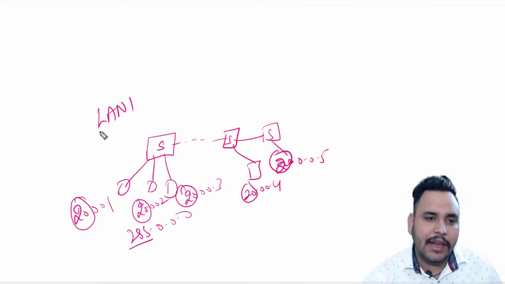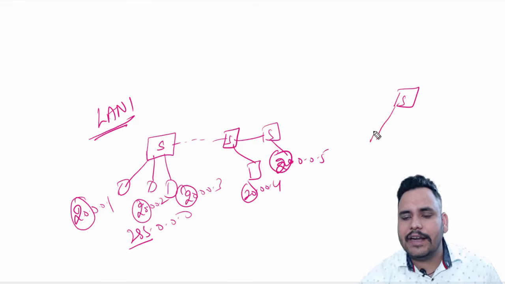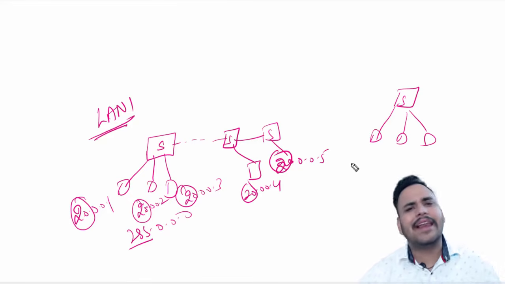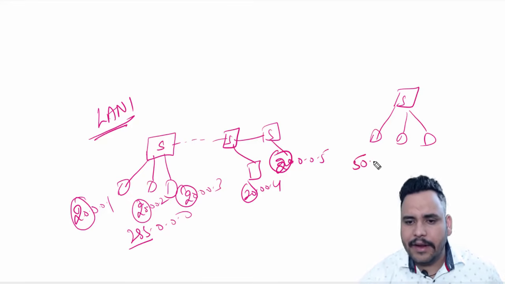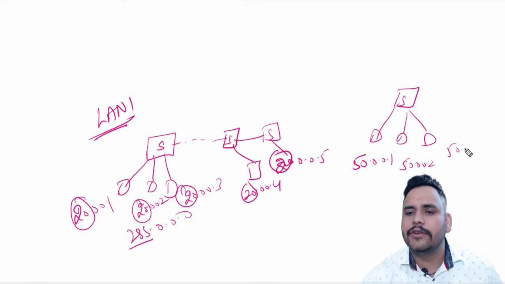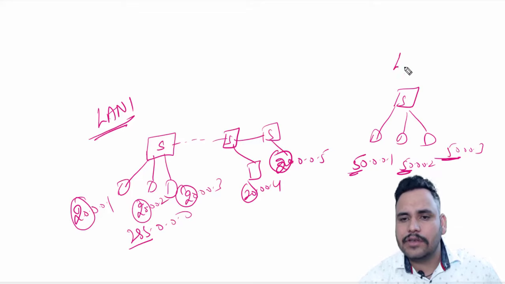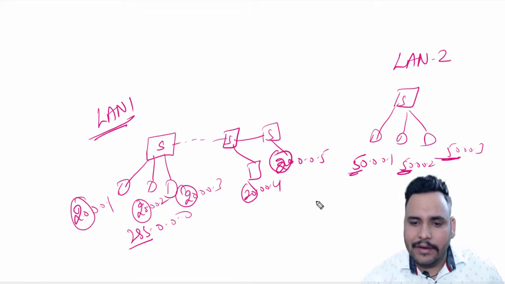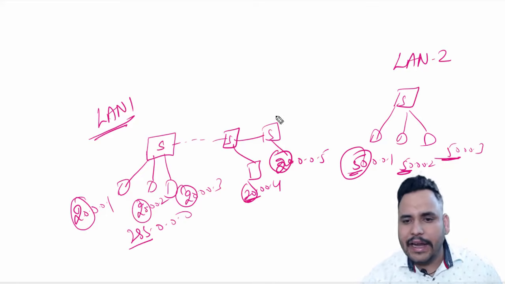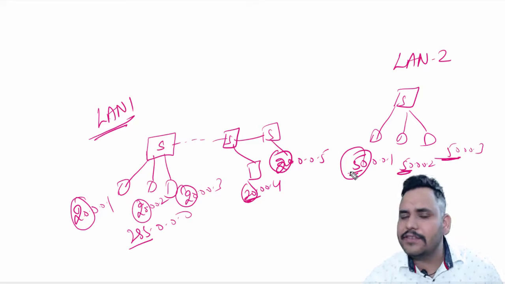It is again a LAN. But if we have another switch with, for example, the same class but IP addresses 50.0.0.1, 50.0.0.2, 50.0.0.3, now 50, 50, 50 are the same. So this is called LAN 2. But 50 is different from 20. So if we connect these directly, it will not connect because the network ID is different.